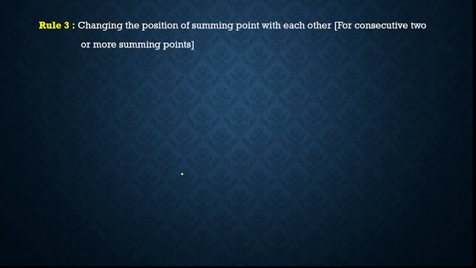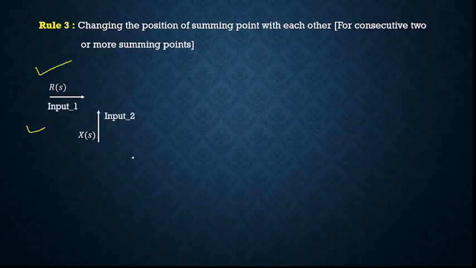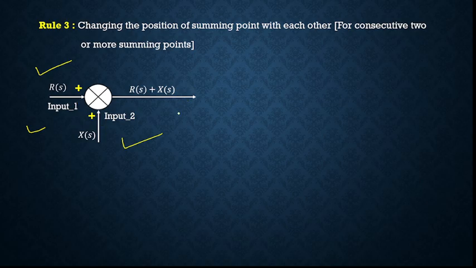Third rule is changing the position of the summing points with each other. Means if we are having two summing points in the system, then how we can change their positions. So first let's see, we are having R of S as input 1, input 2 as X of S, and it is given to a summing point with a plus sign, plus plus. So what will be your output here? R of S plus X of S.